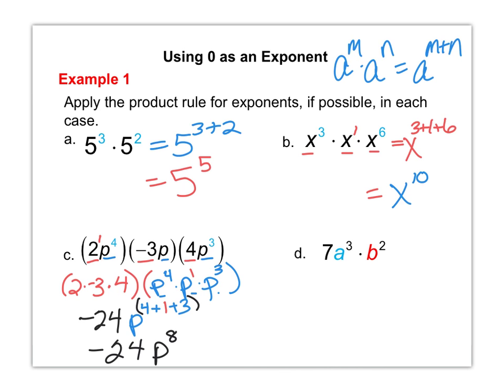In part D, we can't simplify this any further because in order to use the product rule, the bases must be the same, but the base a is different than the base b. So the only thing that we can do to this is write this as 7a to the 3rd times b to the 2nd power. Since the bases are not the same, you cannot apply the product rule for exponents.